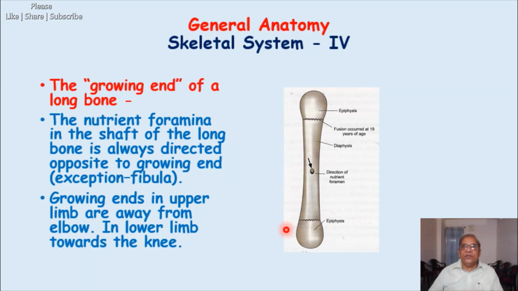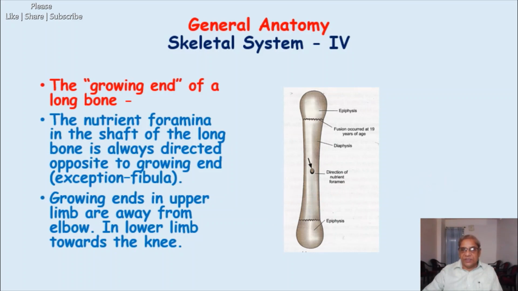So leave enough length of the muscles and the skin while suturing after amputation. Otherwise, if you suture the skin very close to the amputated end of the humerus, after some time the growing end will start penetrating the skin. That is the applied importance. So at the time of amputation, where the ossification has not yet completed, you have to take this care.